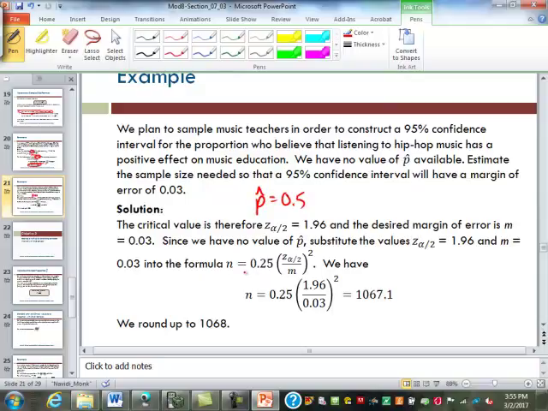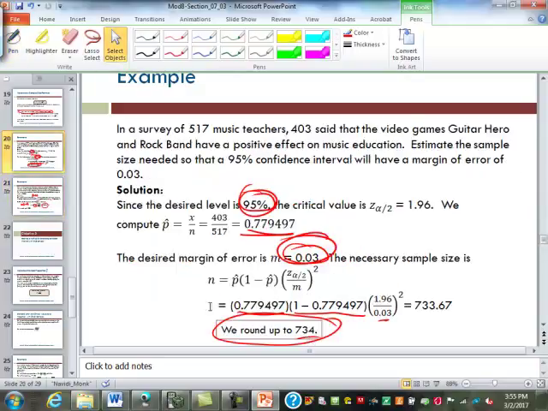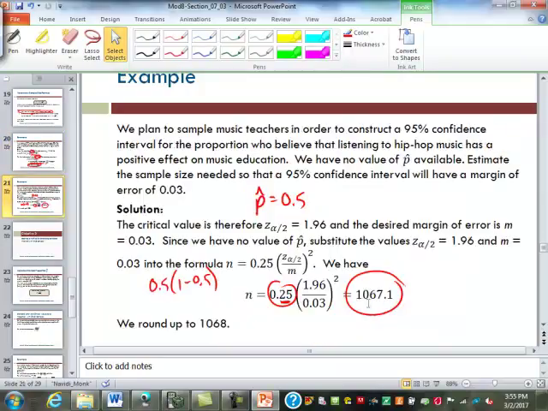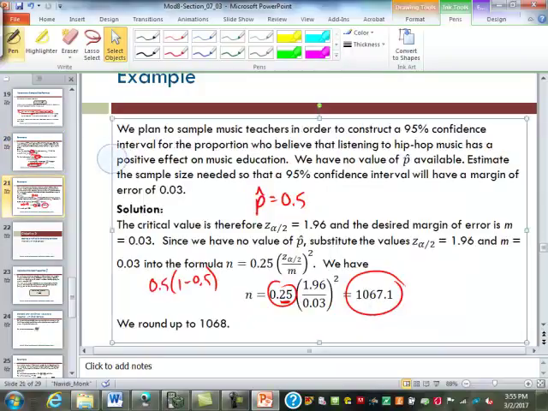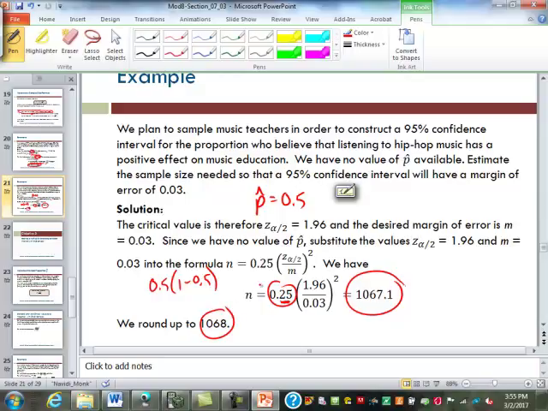So that means 0.5 times 1 minus 0.5 would be 0.25. So that's why they use that there. That would give us a much larger required sample. So here, this is saying 734 is large enough. Here it's saying 1,068 is required. So having that estimate of p hat allows us to narrow down that sample size a little bit smaller.